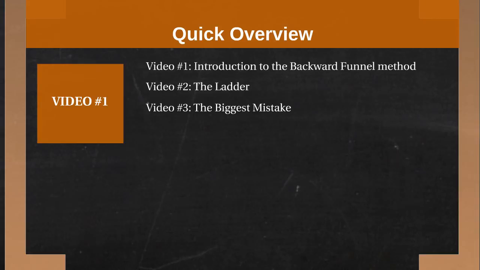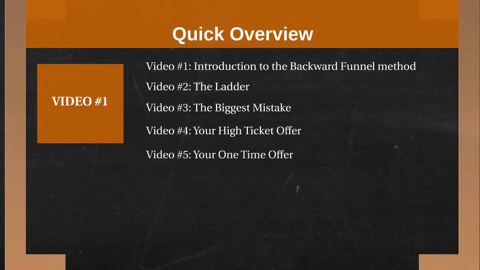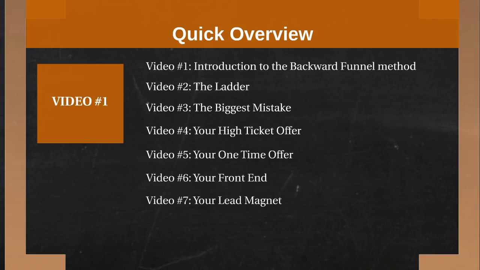Video number 3 is the biggest mistake. Before we actually implement the backward funnel method, I want to show you the biggest mistake that people make. And then we can actually implement the ladder. And then I will go into more detail and talk about why you should start with your high ticket offer first, and then you move back to your one-time offer, which can be several different one-time offers, and then you move back to your front end offer, and then from the front end offer, you move back to your lead magnet. Now, this will all make sense in just a minute why we're doing this.